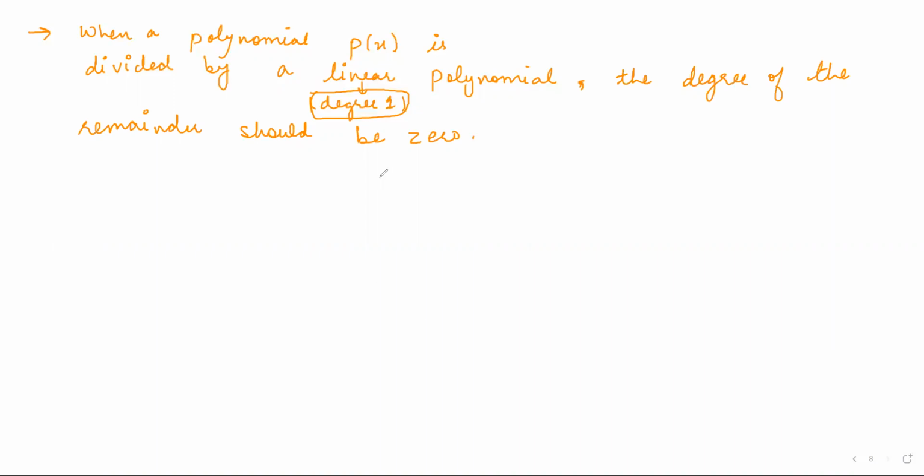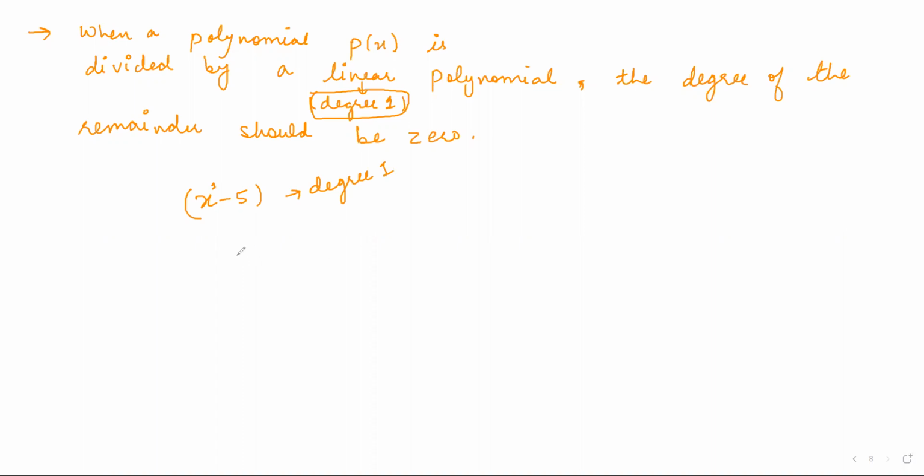Right? For example, I'm dividing by something like x minus 5. This is my divisor. You can see the maximum power of x is 1, so this is a degree 1 divisor. Understood? So my remainder cannot have degree 1. The degree of the remainder will always be less than 1. So in this case, the next thing is 0.